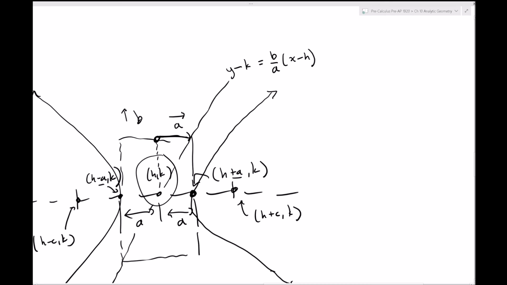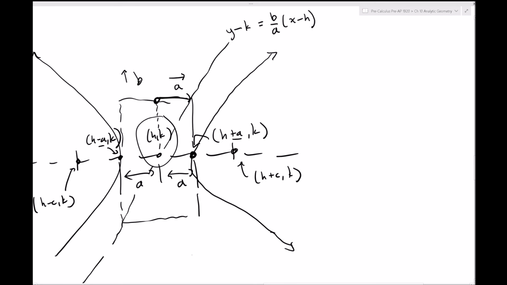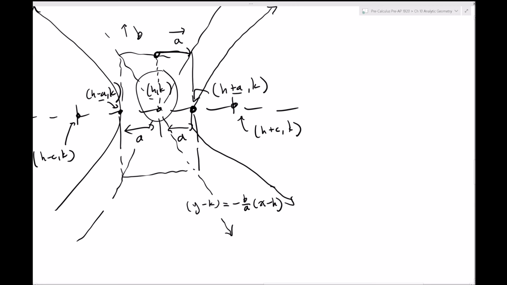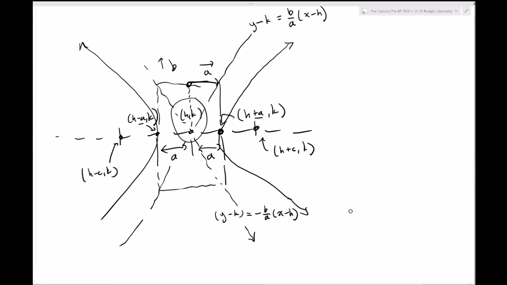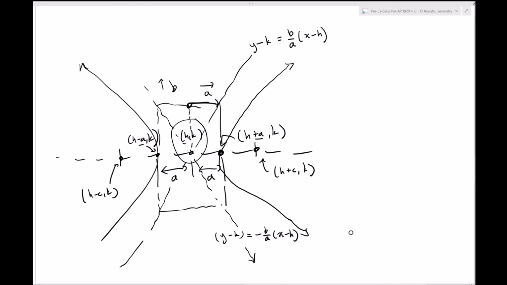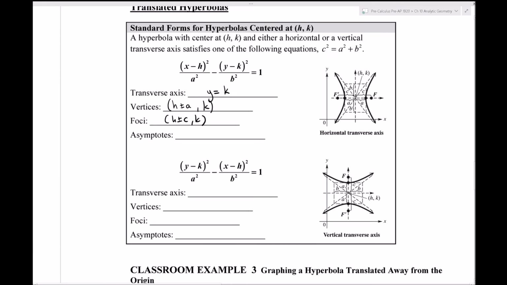For the one that's positive, what's the one that's negative? The exact same equation because it runs through the same point, h, k. So y minus k equals negative b over a, x minus h. And that's this line. Goes through the center and goes this way. That's an ugly line. But that doesn't matter. So those are the equations for the asymptotes. Y minus k is equal to plus or minus b divided by a, x minus h.